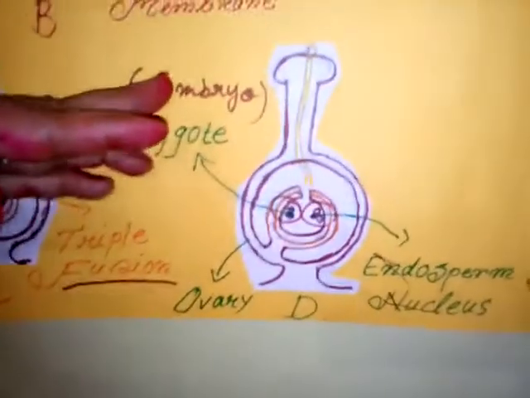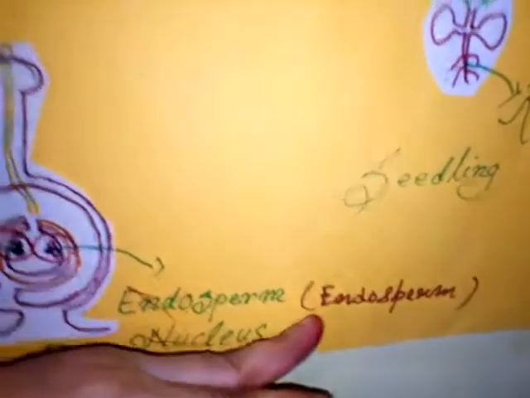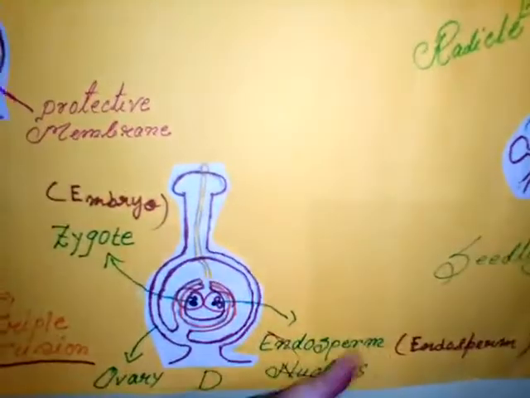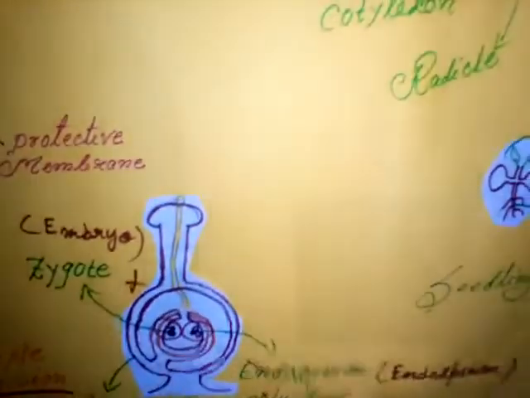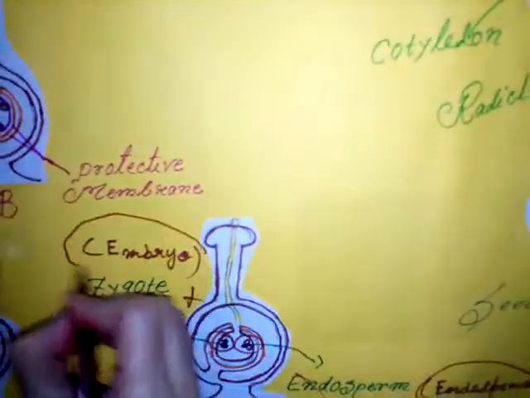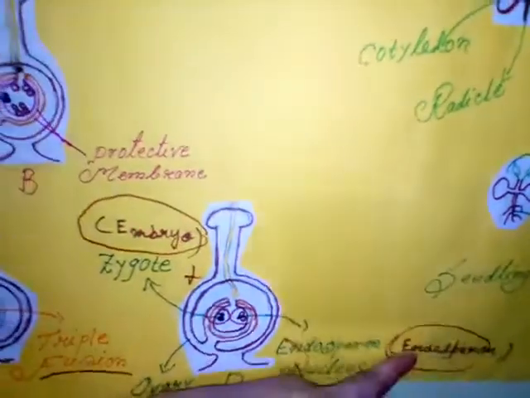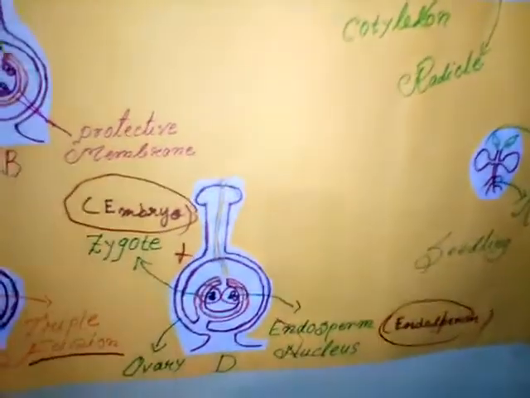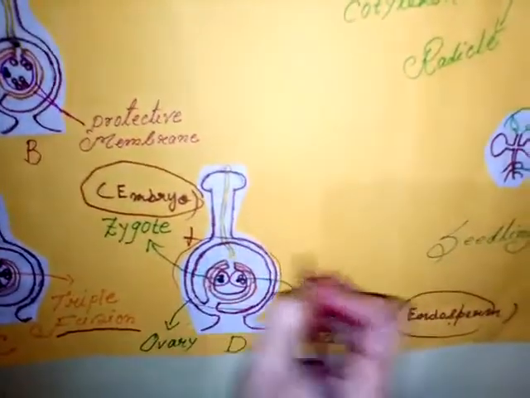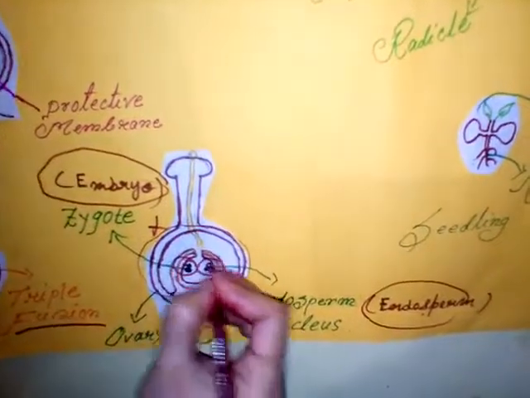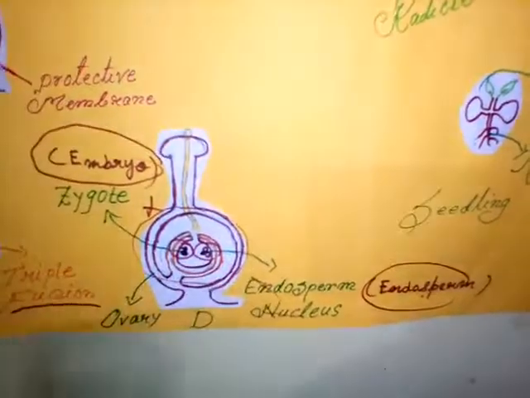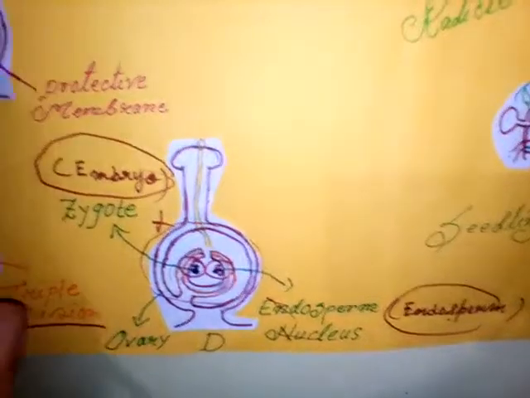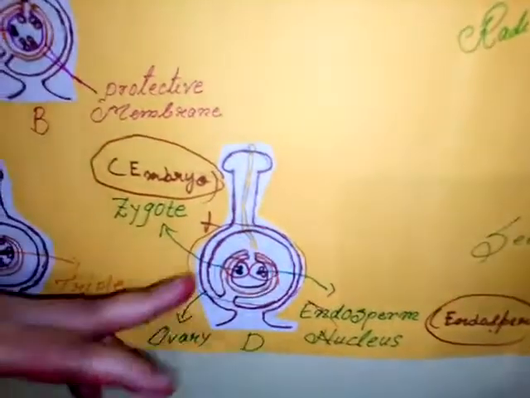What happens with this zygote? Zygote ultimately changes into embryo, whereas endosperm nucleus ultimately changes into endosperm, that is the food storage tissue of the seed. Both embryo plus endosperm together form the seed. And after fertilization, the ovary changes into fruit, and the ovule changes into seed. And the remaining nuclei that were present earlier also disappear.